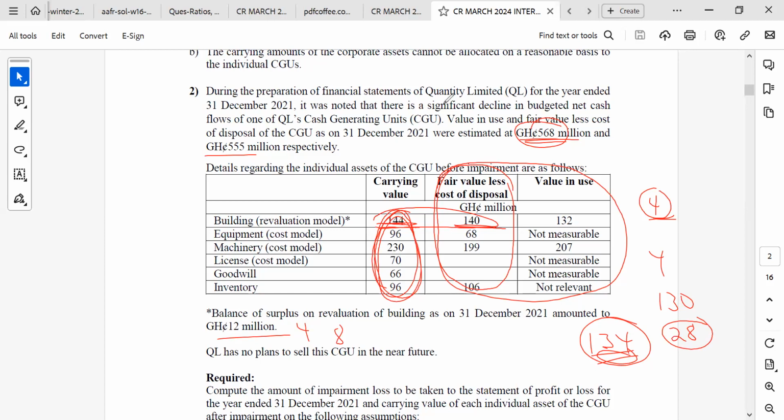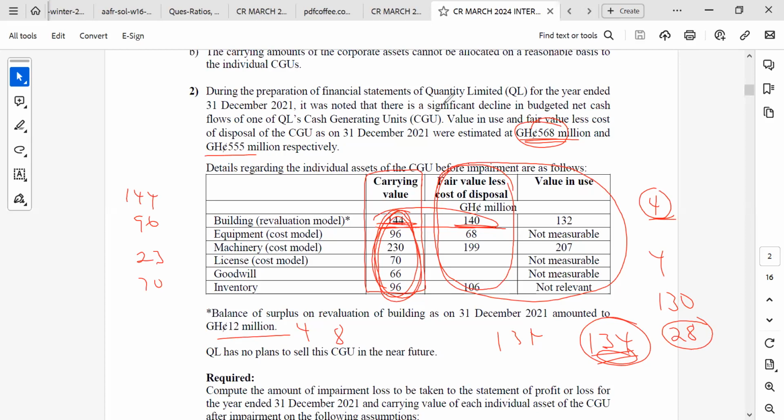You see, the impairment that you have been doing is where you will be giving only carrying value. Then this 134 will be assumed that it will be shared on 144, 96, 230, 70, and goodwill will take what? 66 out of that one. Okay, you assume that goodwill will take that particular. It's based on the carrying value. But this one, they have given the what? The recoverable amount yourself.